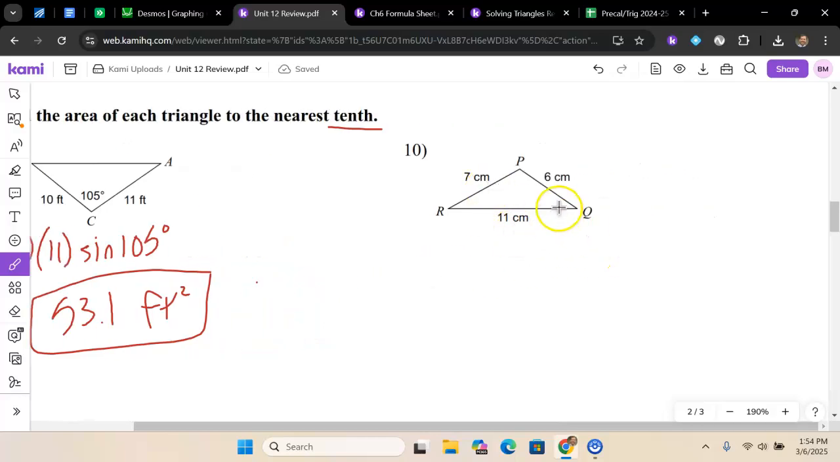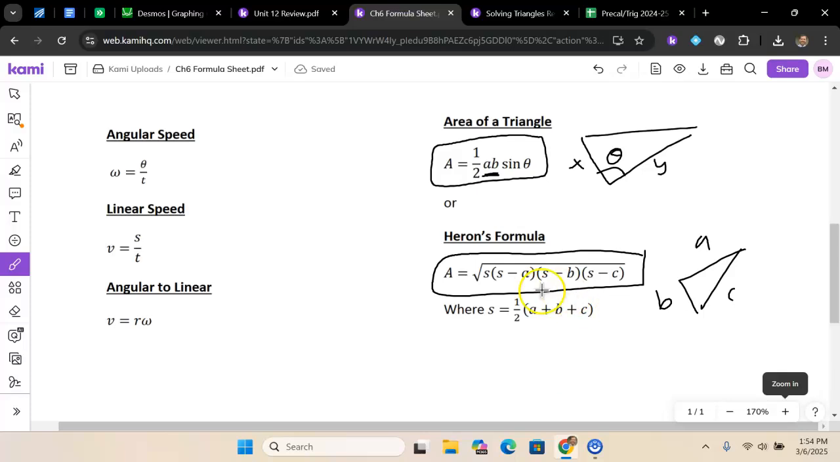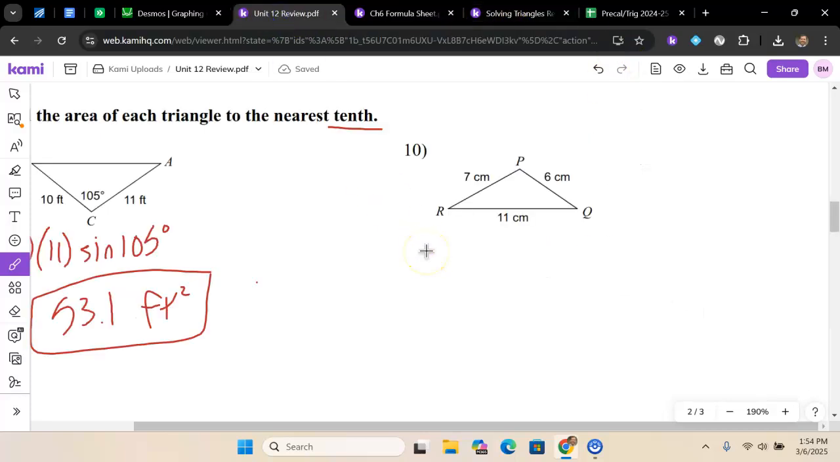Make sure you put the unit there. If you are given all 3 side lengths, you want to use Heron's formula. The first thing you have to do with Heron's formula is find what is called the semi-perimeter. That's what your S is, and that is just half the perimeter. So what I would do first is half of the perimeter, which would be 7 plus 11 plus 6. That's going to give me half of 24, which would be 12.